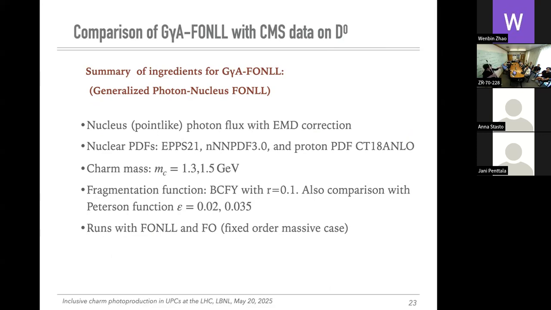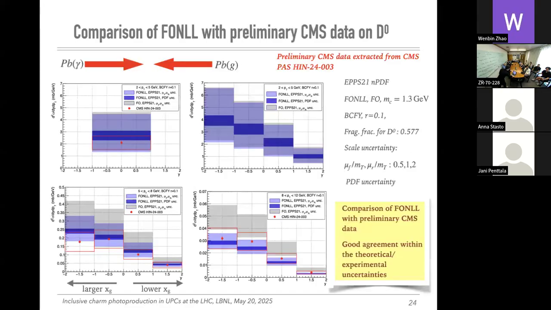and now we take the flux for the nucleus of the photons with the EMD correction. We put in the nuclear PDFs, we play a little bit with the charm mass, and then we put in the fragmentation function, this BCFY. Also, I compared with the Peterson just to have some connection with HERA, and then again I run with these two different scenarios.